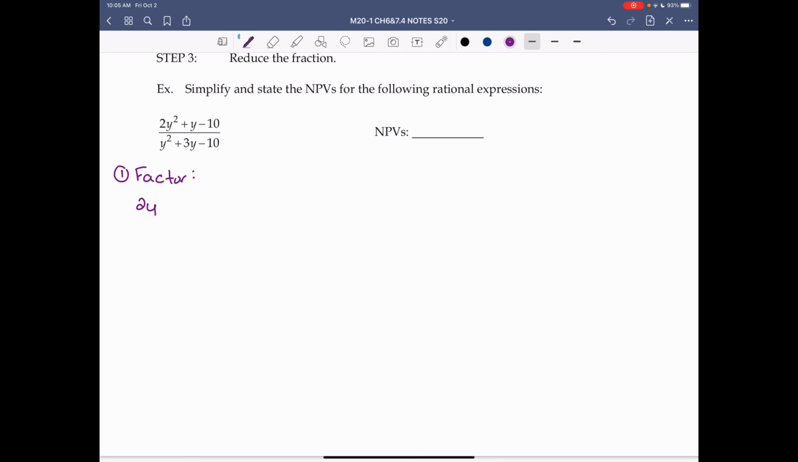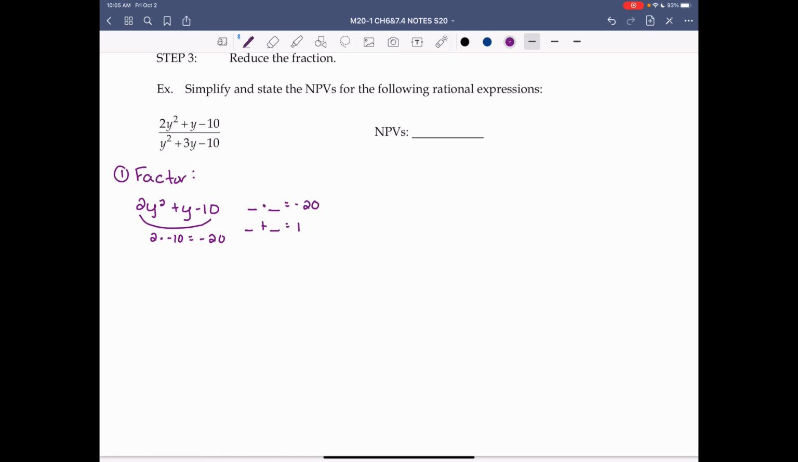Our numerator, 2y squared plus y minus 10. There's no common factor. 2, 1, and negative 10 don't have a common factor. So this is a complex trinomial. We need to multiply the a value times the c value. 2 times negative 10 is negative 20. We're looking for two numbers that multiply to negative 20, and they still add to the b value, which in this case is 1. That tells us that the numbers are 1 off from each other.